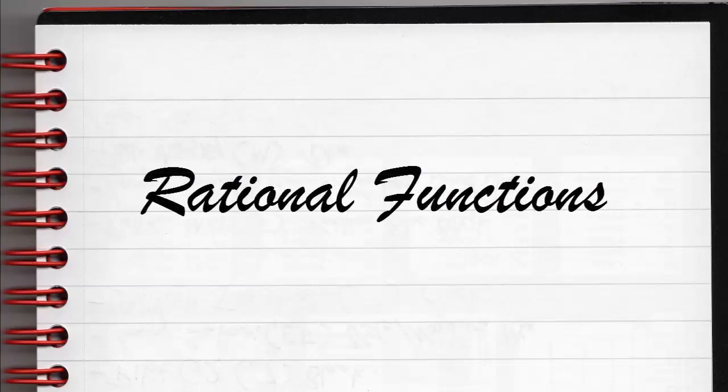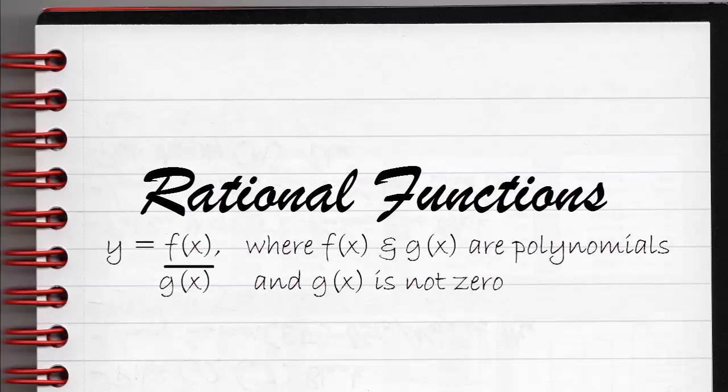In this video, we consider rational functions. These are functions of the form y equals f of x over g of x, where f of x and g of x are polynomial functions. In particular, we're looking at linear to linear rational functions and quadratic to linear rational functions.